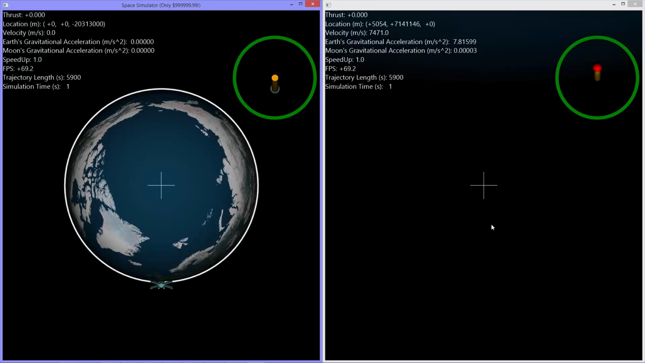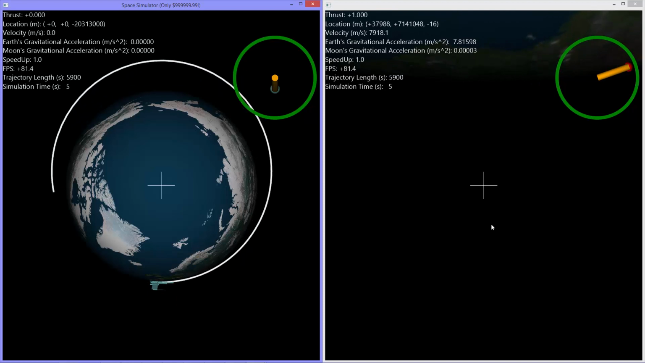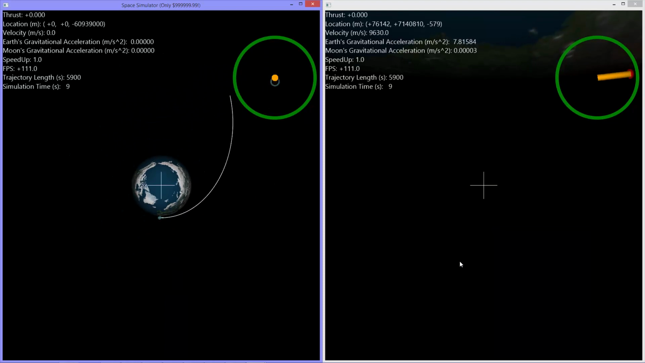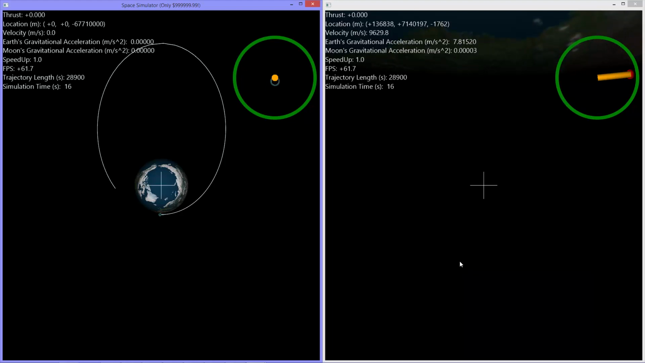Something interesting to note is that if I apply thrust in the direction of travel, my orbit goes elliptical. I'm just going to zoom out a bit so you can see that. You may notice that the trajectory is a fixed amount of time, and it doesn't right now encompass the whole orbit, so I'm just going to extend the trajectory so you can see the full elliptical orbit.